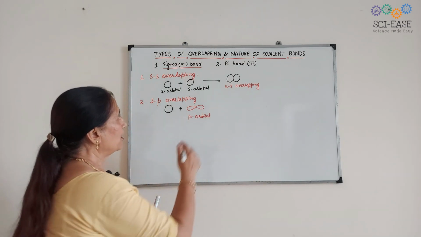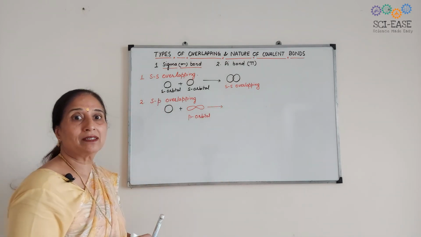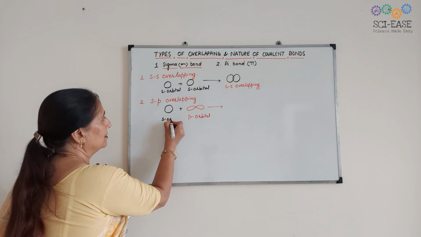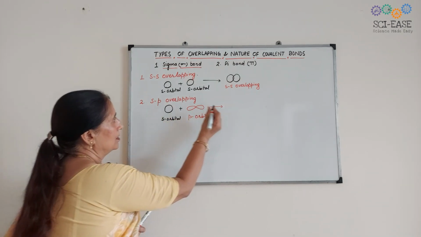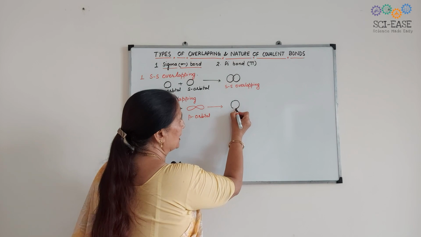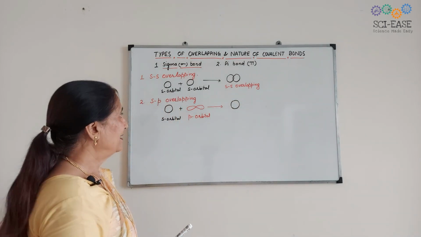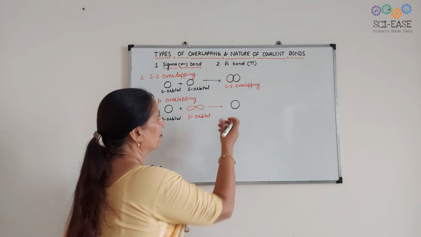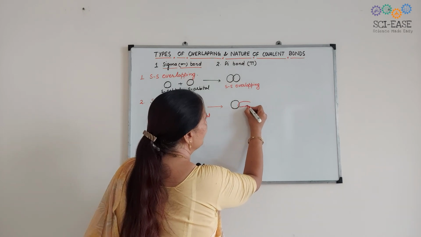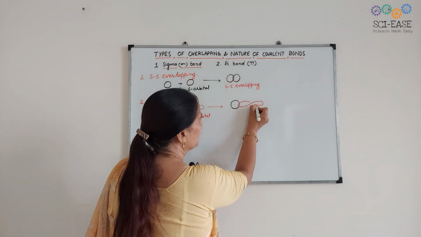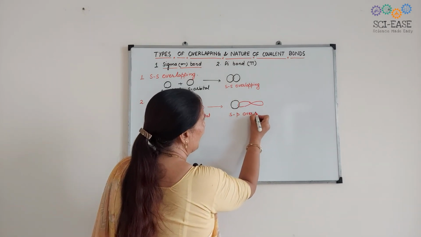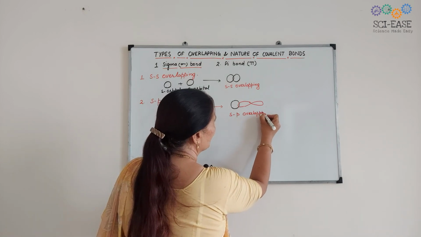Okay. Now what will be the result? There will be sp overlapping. This is s orbital. I am depicting S with black pen and P with red pen. So here the overlapping will take place like this. And what is this? This is sp overlapping. Clear?